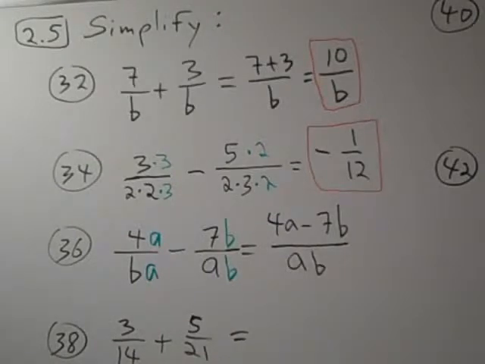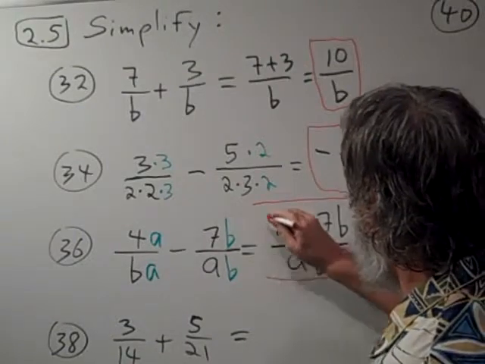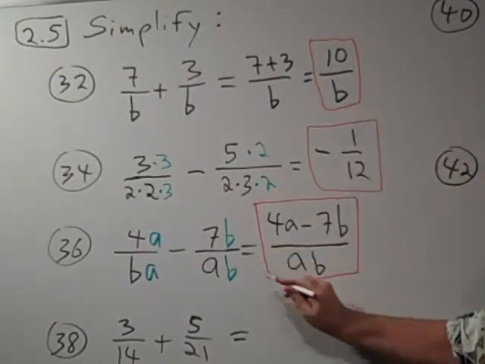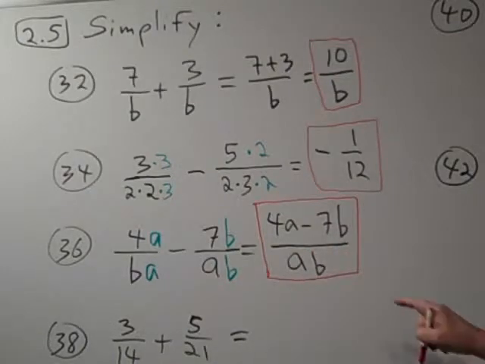And we're done. We can't factor the numerator. We can't cancel anything. Some students like to try to cancel these a's or these b's, but they don't cancel because a is not a factor in the numerator. To be a factor in the numerator, the whole numerator would have to be a times something, and it isn't.